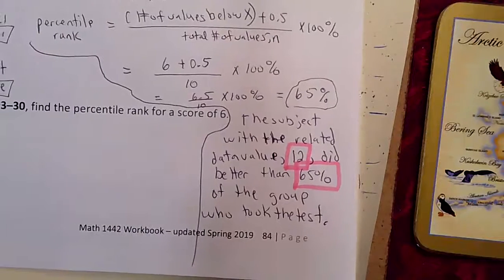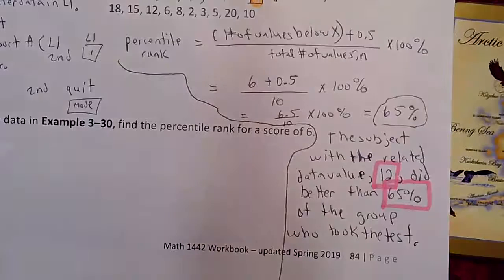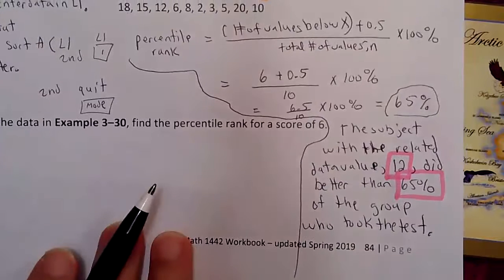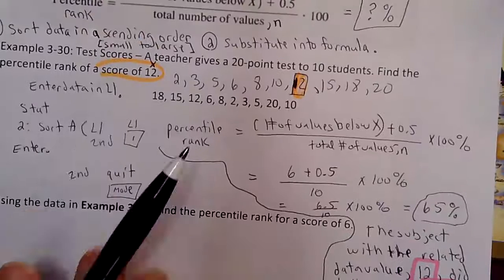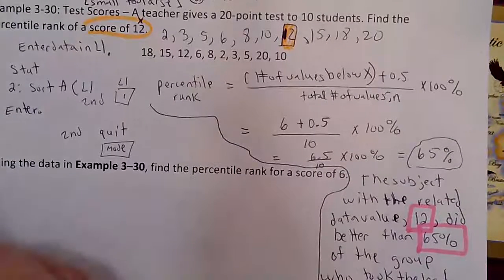And then it looks like we're practicing again. But this time they want the percentile rank for a score of 6. First it was a score of 12 up here, right? Now it's a score of 6.